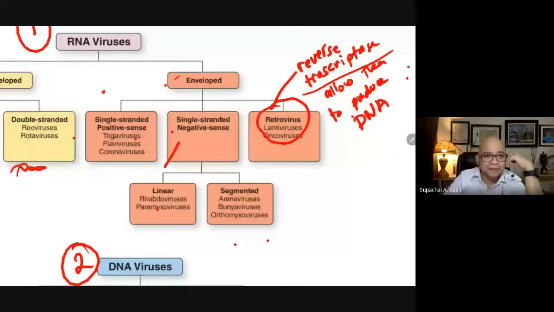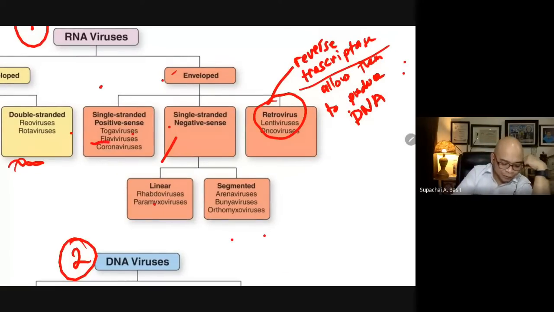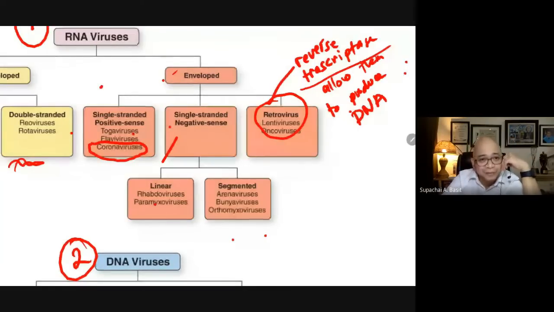These are examples of RNA viruses. Take a look at coronavirus, the one that causes COVID-19. Coronaviruses are classified as RNA viruses. They are classified as enveloped viruses, and they are classified as single-stranded positive sense viruses.